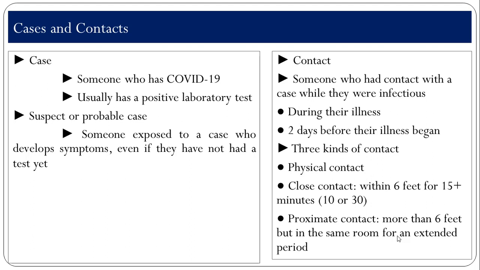So, if you recall, a case is infectious during their illness and 2 days before their illness begins. So, you will want to identify people who had some kind of contact with them during their infectious period. I mean, when we talk about contacts, there are really three different kinds of contact that we could think about. The first one is physical contact.